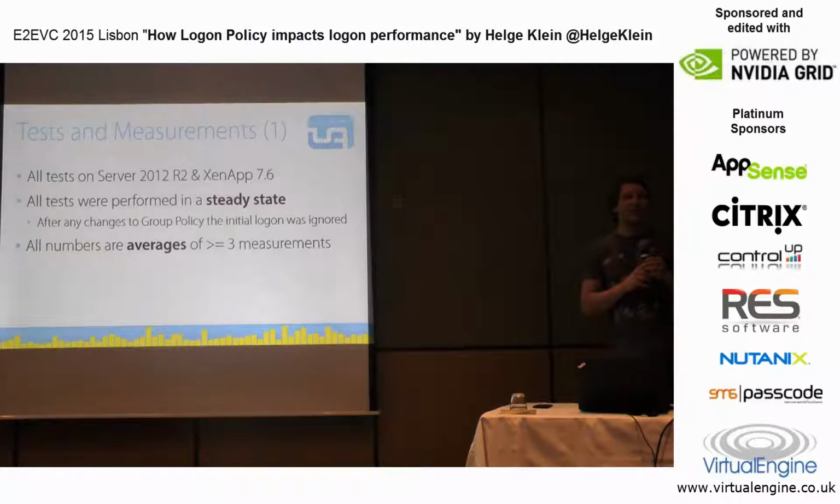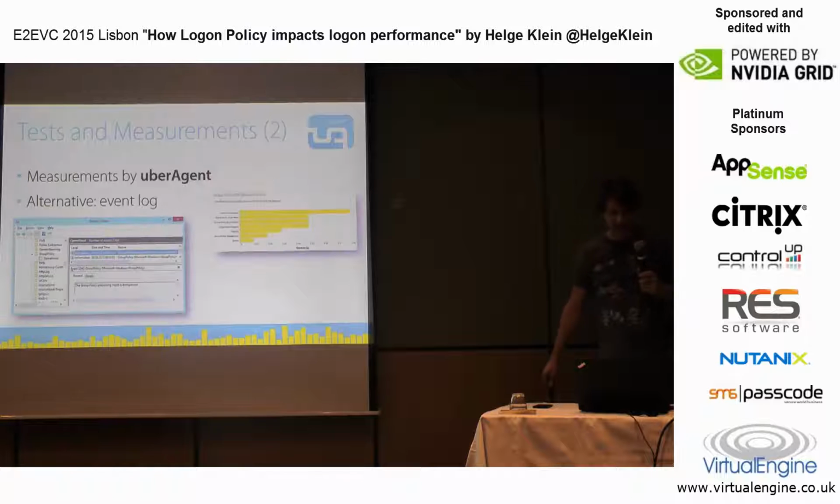Now, in this session, I'm going to present all kinds of numbers and facts about group policy. Where I did take measurements, they were all taken on Server 2012 with XenApp 7.6. And this is a very important thing: whenever you measure something, especially in a Citrix environment, make sure you're in a steady state, meaning the system is booted up. So you're not doing it for the first time, so ignore the first measurement. I measured everything at least three times, and the numbers are always the averages of at least those three measurements.